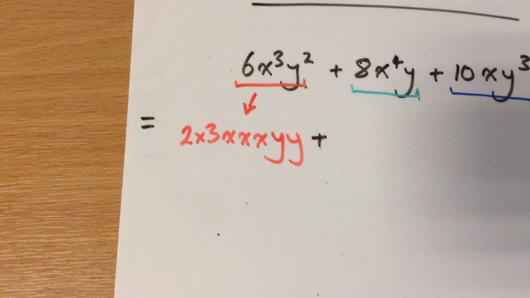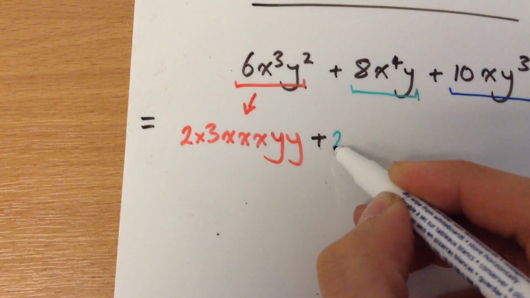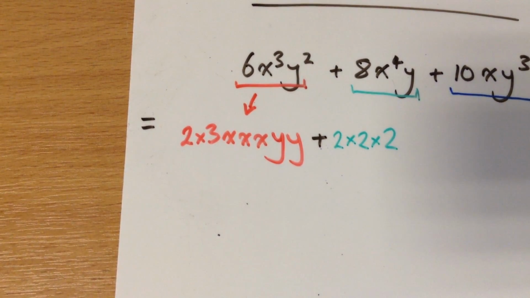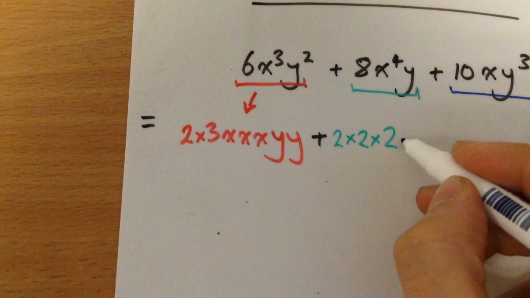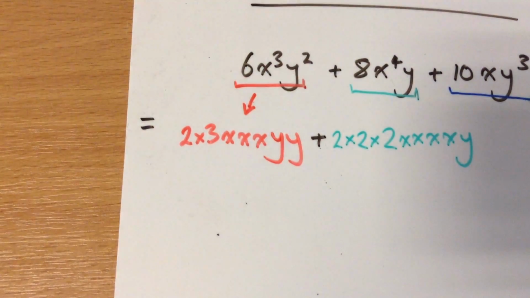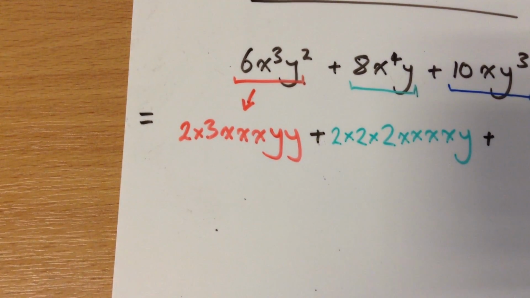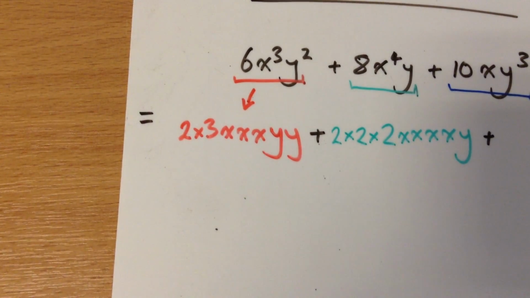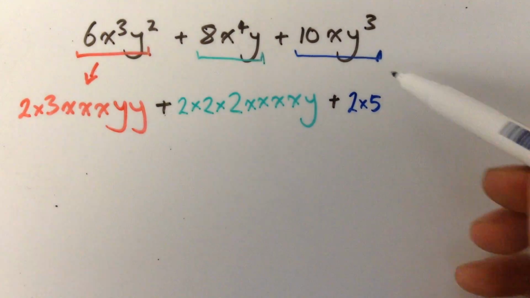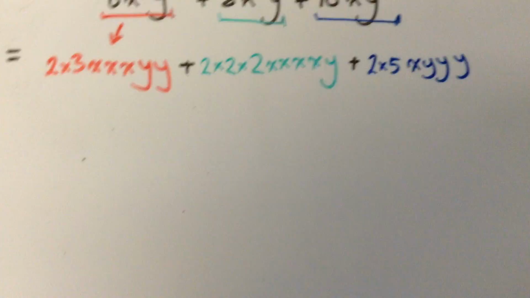Plus 8. Look at my green pen. 8 can be expressed as a factor of 2 times 2 times 2 as its most basic factors. X to the power of 4 can be expressed as x times x times x times x. Y is just 1y. And finally, the last term of your expression, 10, can be expressed as 2 times 5 as its most basic factors. X is just x, y cubed is y times y times y.